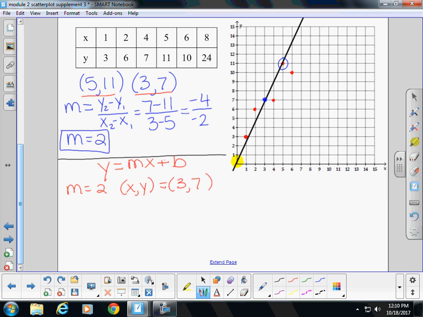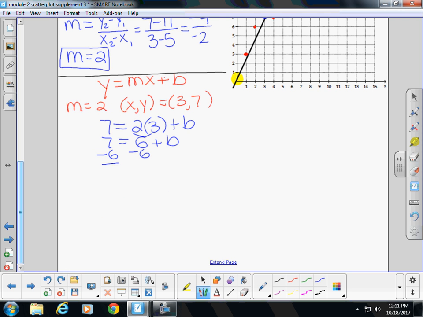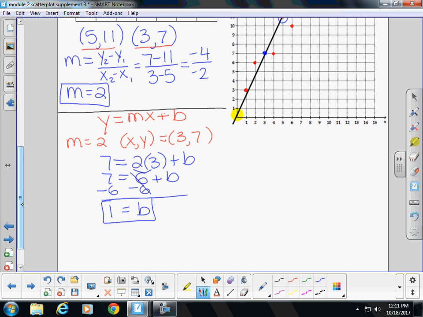So let's sub that in. So for my y, I'm going to say 7 equals m is 2, and x is 3. Okay, 2 times 3 is 6. So that's that part, plus b. Subtract my 6. And I'm getting 1 for b. Okay, which b is the y-intercept. And I said it looked like it came out between 0 and 1. And according to my math, it comes out to 1.